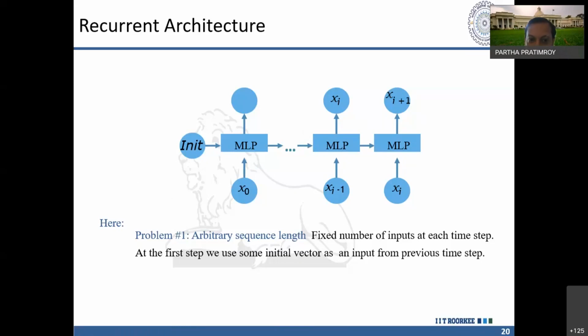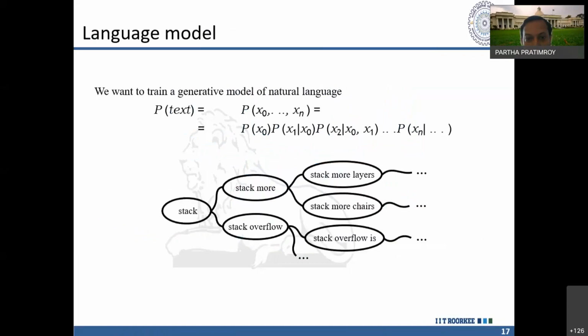So we have this neural network architecture. Each word will be given to this neural network, and the output will be the next word. That's actually simple. If you give stack, then you will get more. If you give more, you will get layers. If you give layers, then you will get some place name. Something like this.